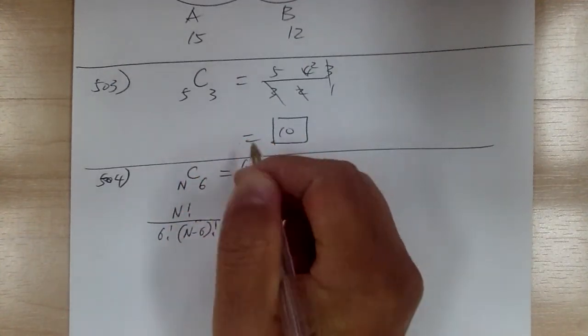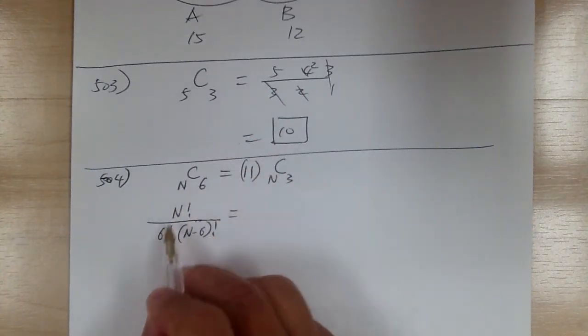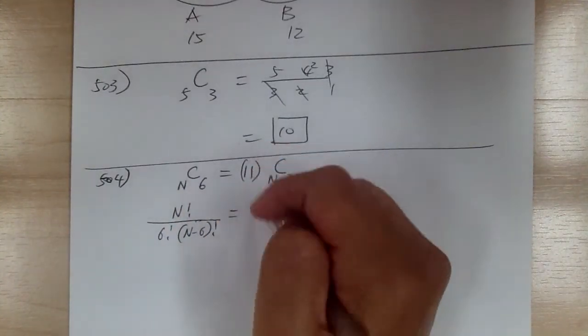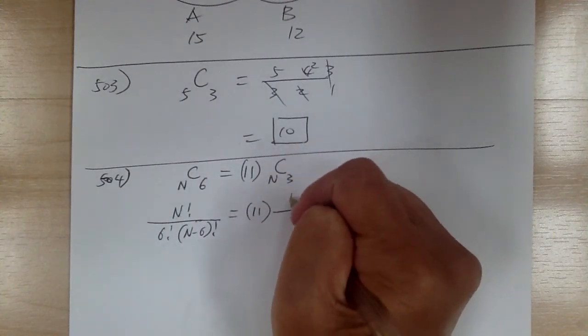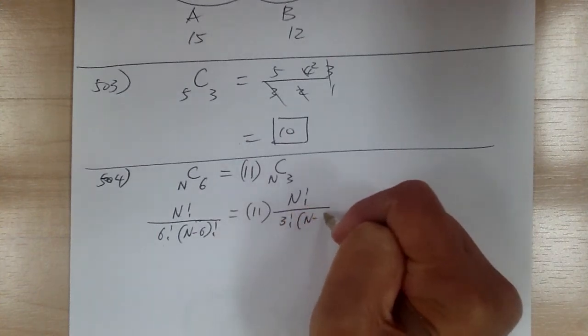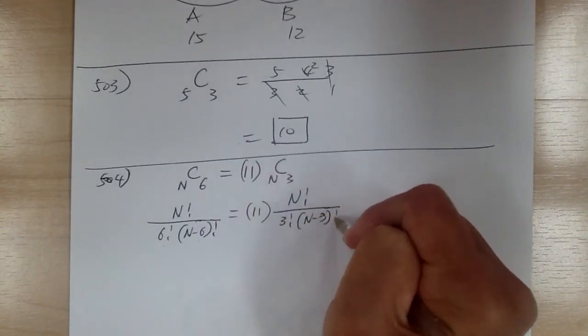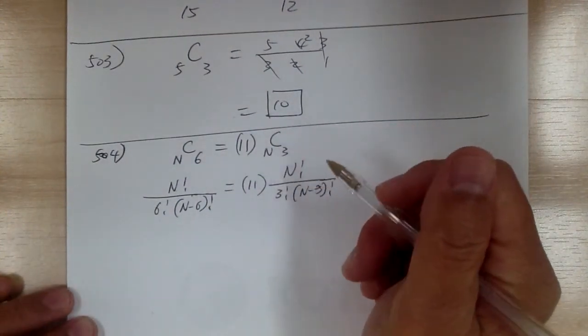Okay, so that's the combination, the C. So basically you have the total and the number and the difference between them. And this will equal 11 times n factorial over 3 factorial times n minus 3 factorial. Okay, so now it's just a matter of solving this for n.